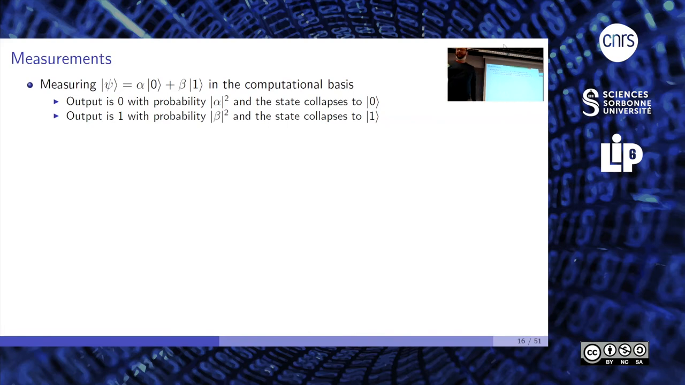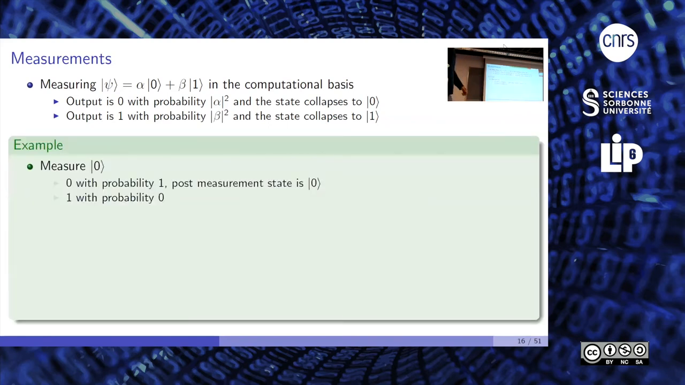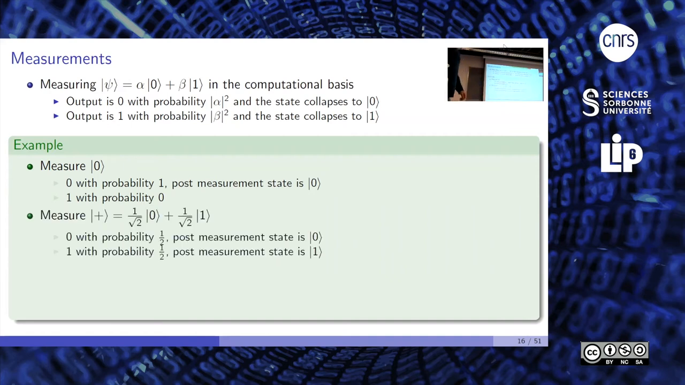So let me just give some examples. For example, if you have the quantum state 0, right? And we measure it in the basis 0, then you have outcome 0 with probability 1, and the post-measurement state is 0. And you have 1 with probability 0. The point is, you have some state in some basis, and if you chose the right basis, then the outcome is determined. The interesting part is when you have superpositions.